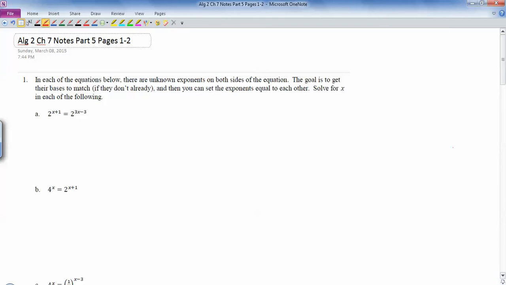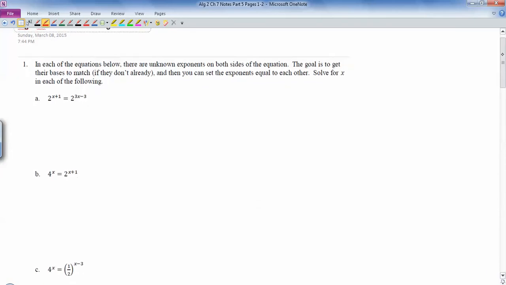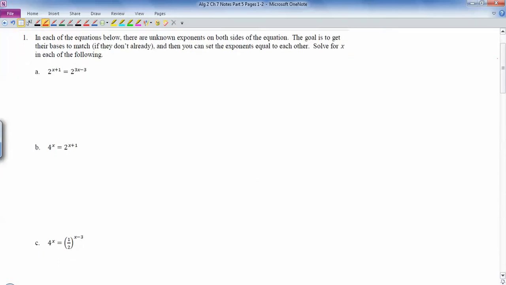Okay, so let's take a look at the Chapter 7 notes, Part 5, and we'll do the first couple pages in this video. In this one, we're trying to solve for variables that are stuck in the exponents, and in each of the equations in number 1, there are exponents on both sides. And so the goal is to try to do these without a calculator. All of the ones on this page are doable that way.